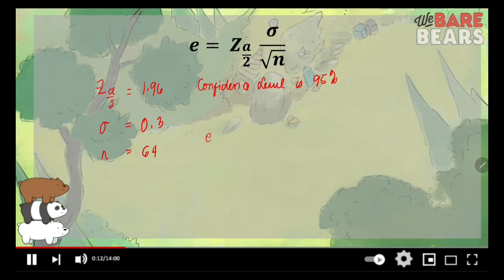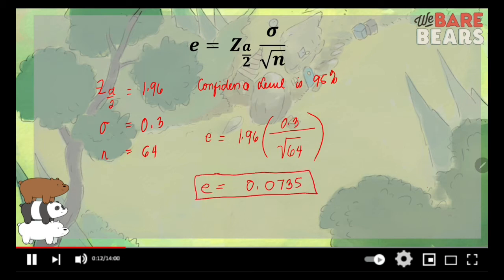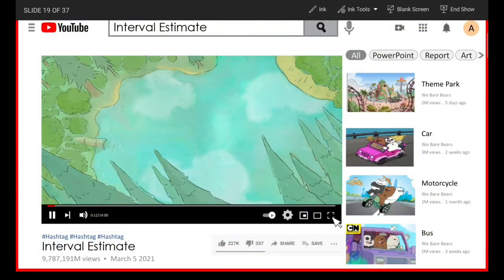We have E is equal to 1.96 multiplied by 0.3 all over the square root of 64. So we have 0.0735. So we have a margin of error of 0.0735 with a confidence level of 95%. Proceed with the interval estimate.